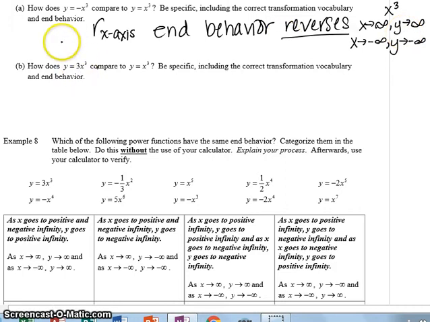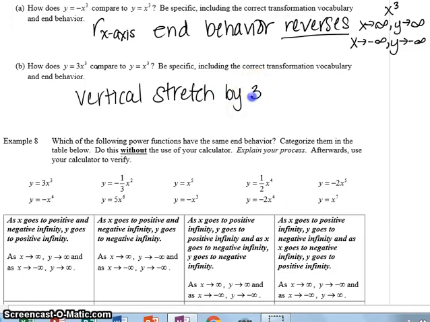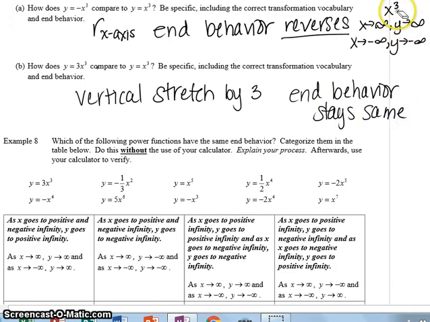Okay, what happens when you have y equals 3x cubed compared to the original? We already talked about this. This is a vertical stretch by 3, which means it's getting narrower, closer to the y-axis, but your end behavior stays exactly the same. Okay, so again, here's the end behavior for x cubed. 3x cubed stays exactly the same.